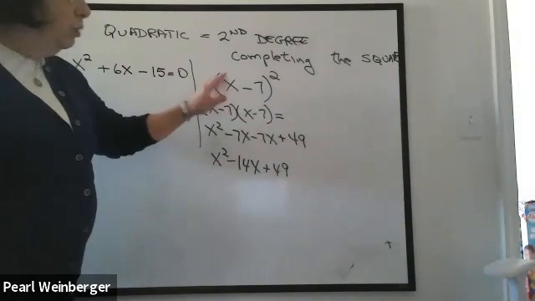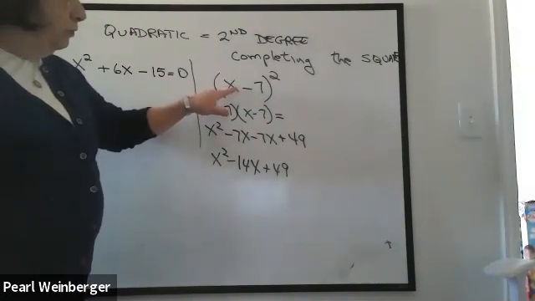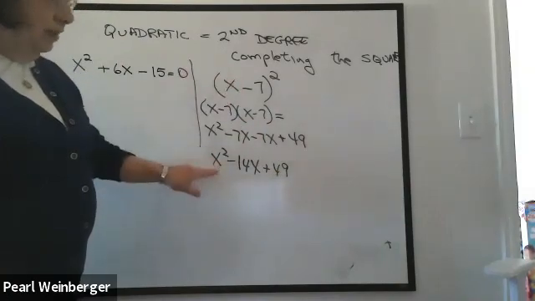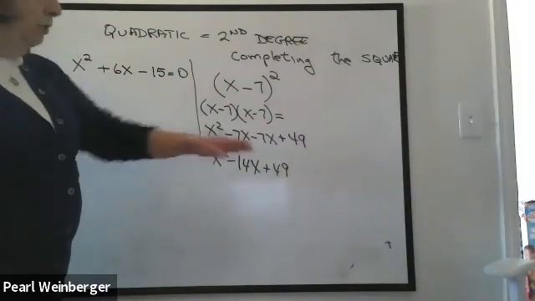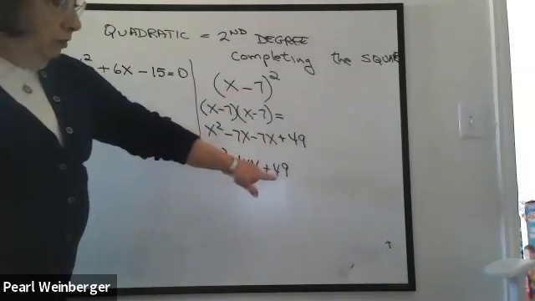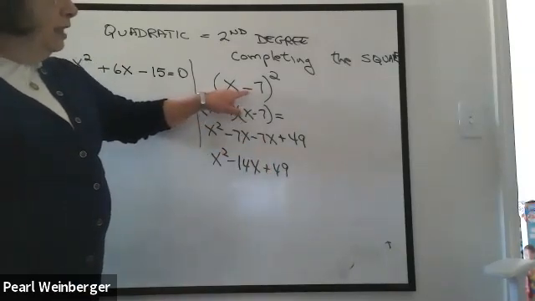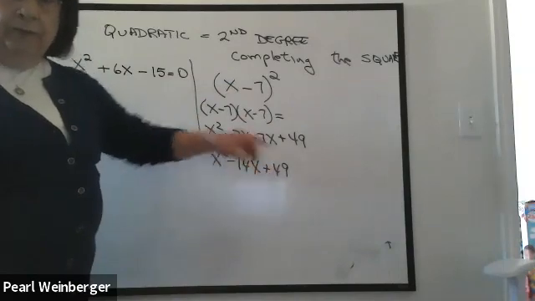If I want to do a binomial squared, first thing I do is I square my first term. My first term here is x, so I do x times x, and that gives me the x squared. I'm going to end up with 3 terms. My last term, or the third term, I get by squaring the last number. This is negative 7. Negative 7 times negative 7 gives me plus 49.